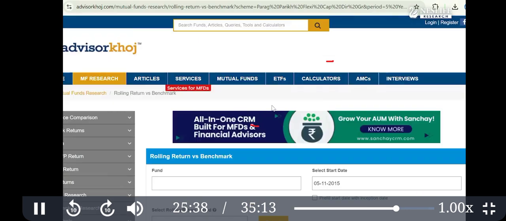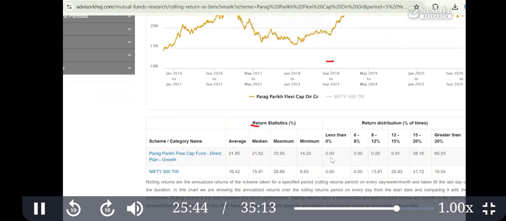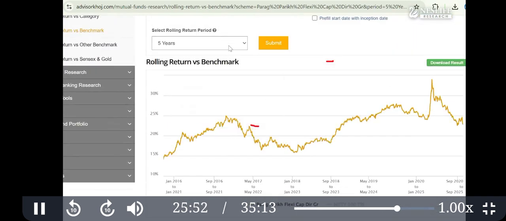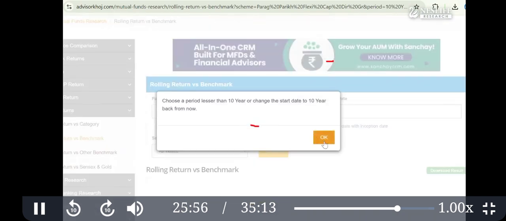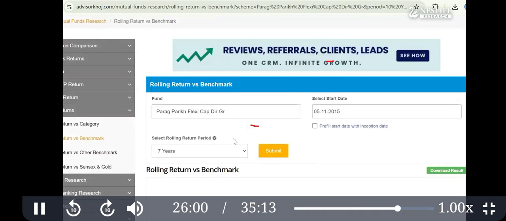If I select 5 years, see the minimum and maximum range is reduced. Now minimum is 24, maximum is 33. That means no one has got a negative return. If you select 10 years, 10-year data is not available here because it's a direct plan. Let's select 7 years.